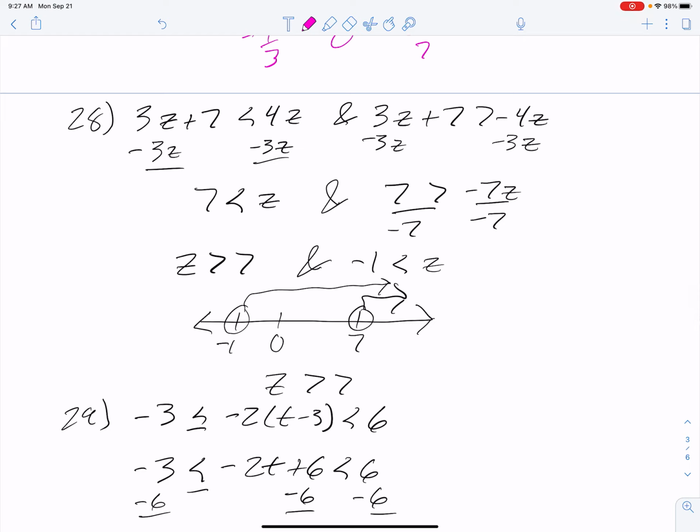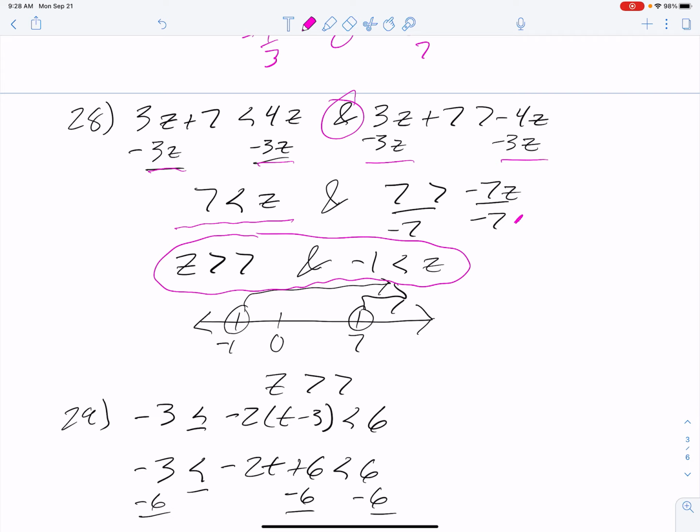28, I see another and statement, so I know that I'm looking for where my graph overlaps. On the left-hand side, I'm going to start by subtracting 3z. On my right-hand side, I'm going to do the same. I'm going to subtract 3z. On the left-hand side, I've already got 7 is less than z. On the right-hand side, I've got to divide both sides by -7, which again will flip my inequality. So by the time I finish my problem, I see that I've got z is greater than 7 and -1 is less than z.